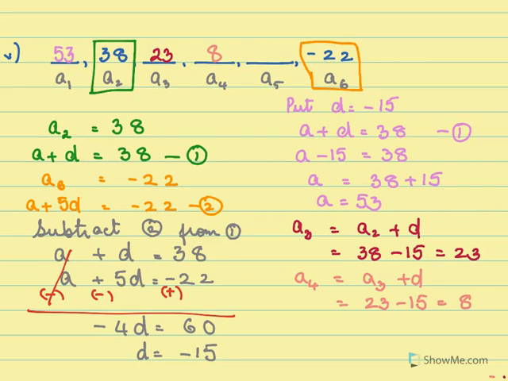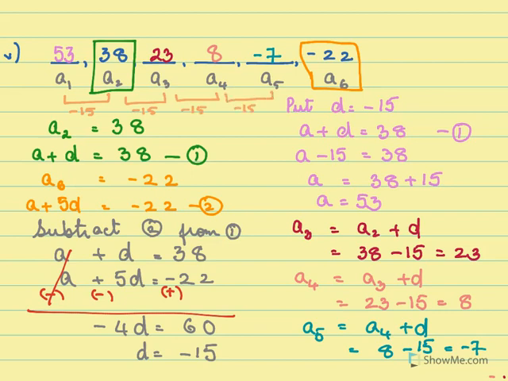Now it's time for me to find my fifth term. So the fifth term will again be the fourth term plus D. And we know my fourth term is 8, minus 15, and that will be minus 7. So my fifth term is minus 7. And if you carefully observe, if you subtract any of these two terms, you get minus 15 here. You subtract these two terms, you get minus 15. Subtract these two, minus 15. It is a decreasing AP. The numbers are getting smaller and smaller.